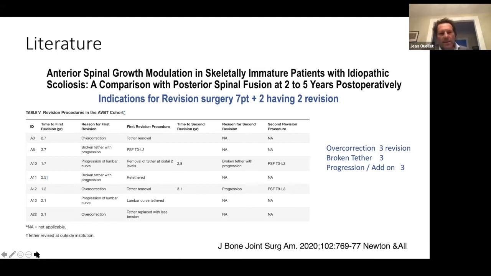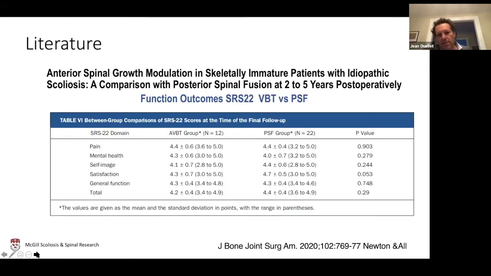If you look at the functional outcome, granted that this study was not designed to highlight if one was better than the other from a functional outcome, at the end, 3.5 years out, there's no difference between the 2 groups in pain, mental health, image satisfaction, and general function.